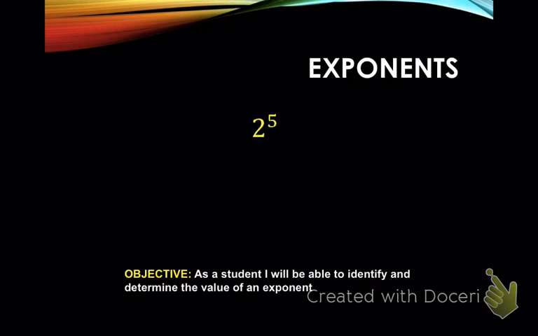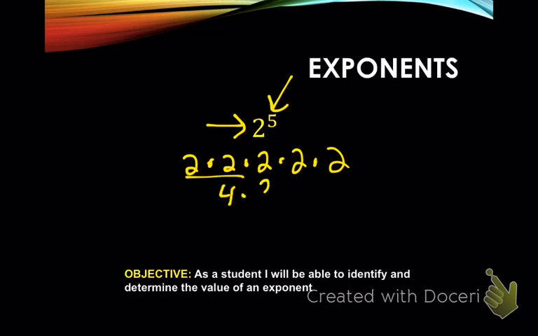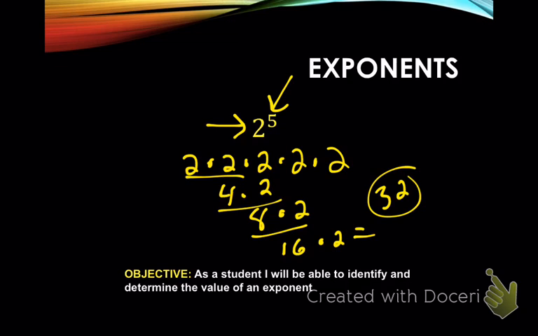Let's do another one. Okay, this is my last example. All right, 2 to the 5th. That's very simple. 2 times 2 times 2 times 2 times 2. Okay, this number tells me I need to have 5 of this number, so I need to have 5 2s. Let's go ahead and multiply them together. 2 times 2 is 4. Times 2 gives us 8. Times 2 gives us 16, okay? Times 2 gives us 32. So 2 to the 5th equals 32. That's the final answer.